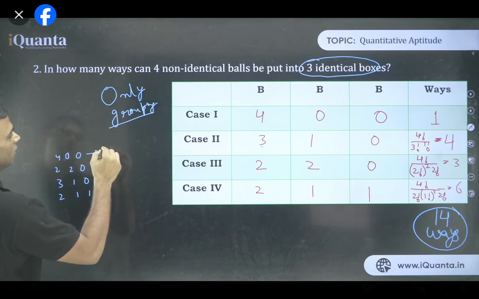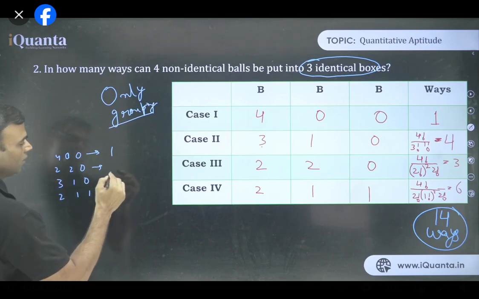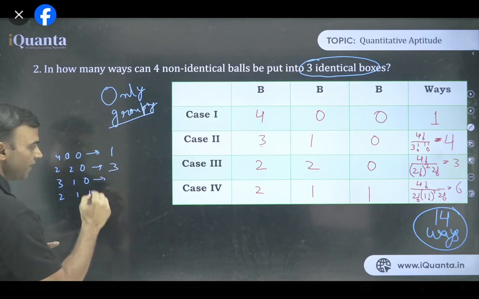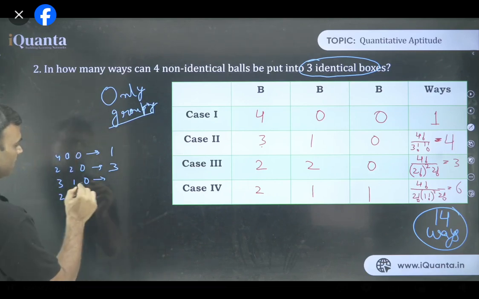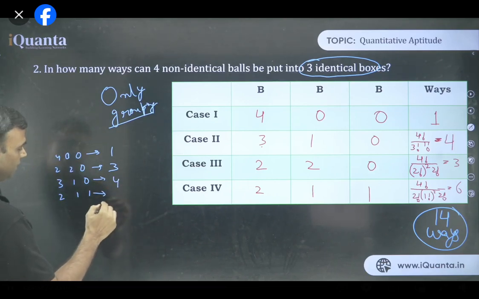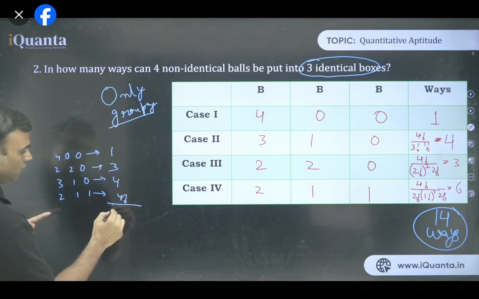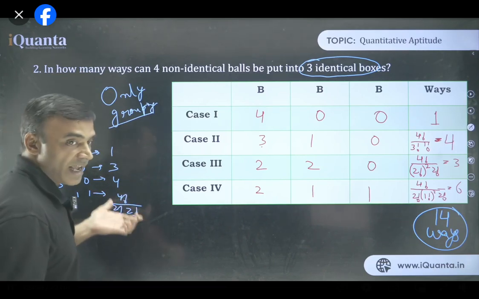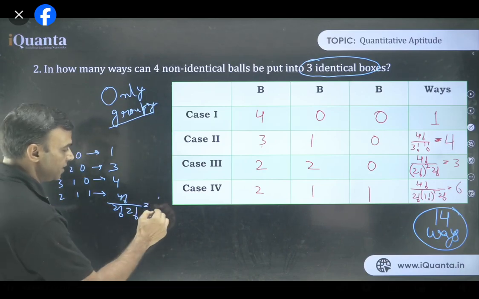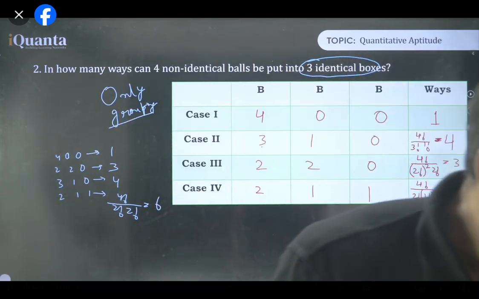Corresponding to this, 4, 0, 0, one way. Corresponding to this, 4 factorial by 2 factorial, 2 factorial, 2 factorial. So 24 divided by 8, 3 ways. If I can do that mentally, there's nothing great about it. 4 factorial by 3 factorial, 1 factorial, so 4 ways. And this is 4 factorial by 2 factorial and then 2 factorial. I don't need to write 1 factorial, but this 2 factorial is important, so it is 6 ways. So we can do that without writing the table also.